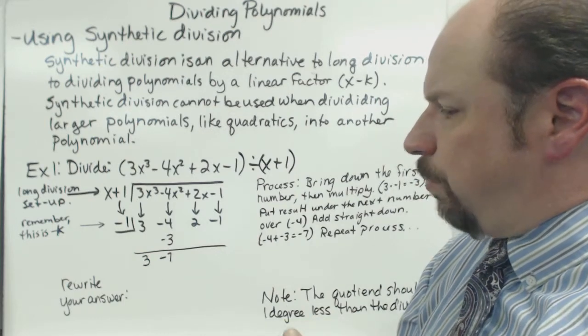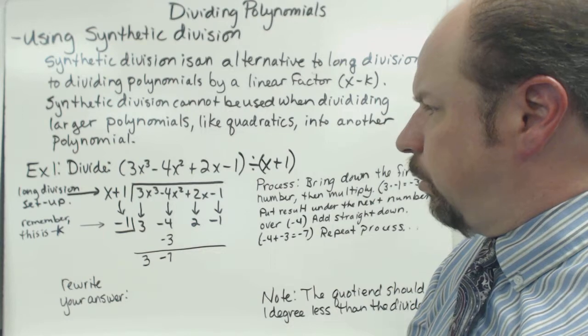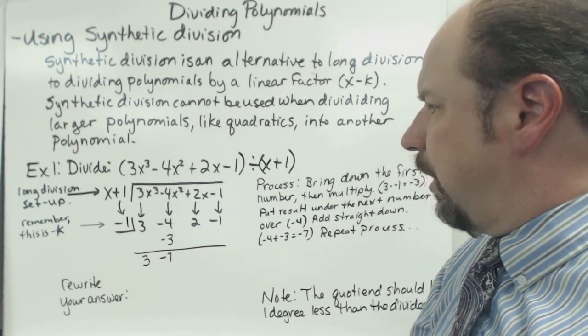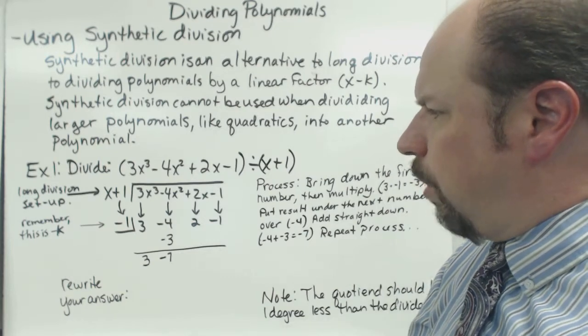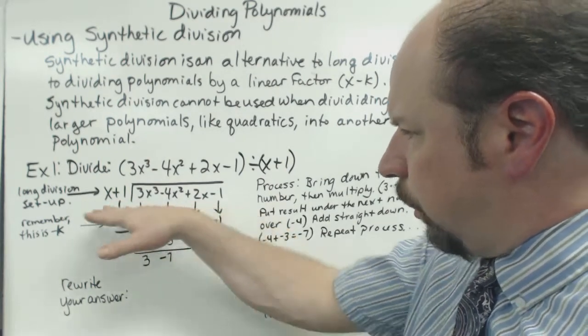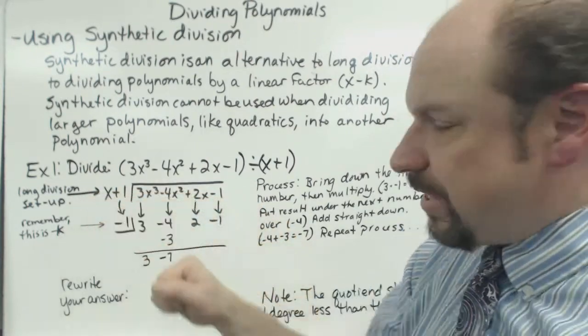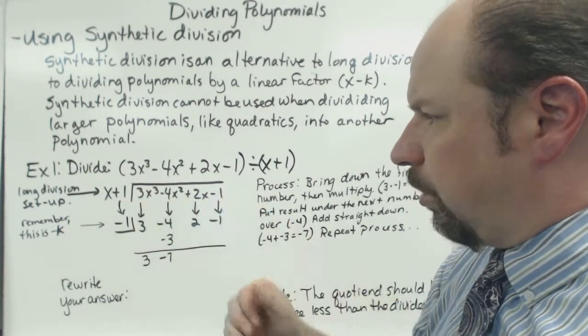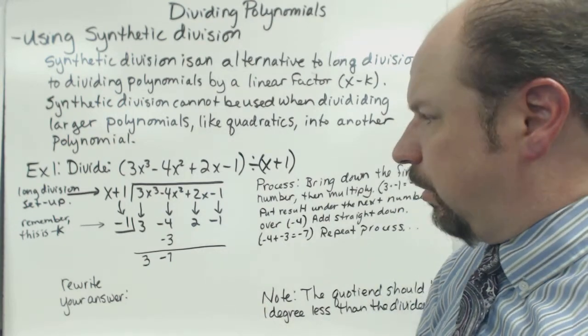Okay, so in our first example, just a basic division example here, divide 3x cubed minus 4x squared plus 2x minus 1 divided by x plus 1. So I wanted to show you, here's what it would look like if we did the long division setup. You don't necessarily have to do this step, but this is what it would look like. And I want to show you how that relates to synthetic division.